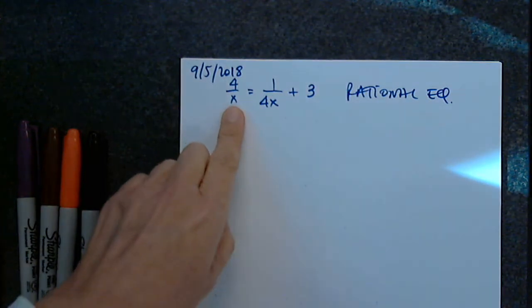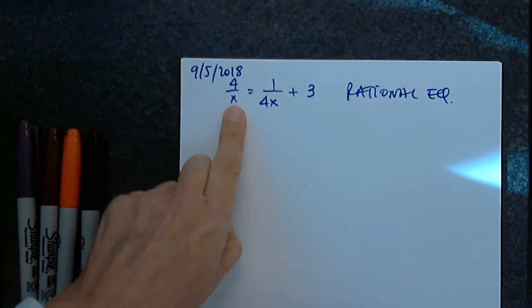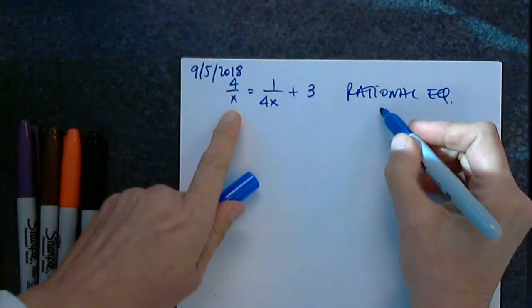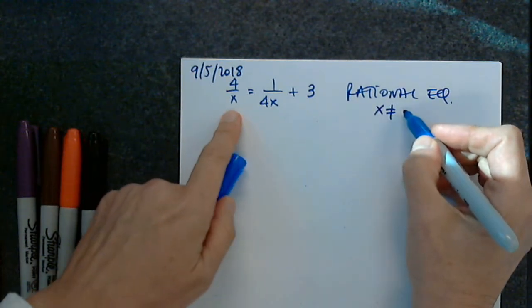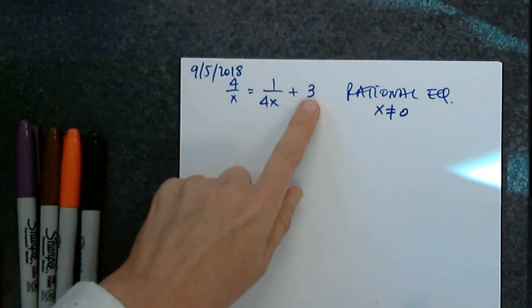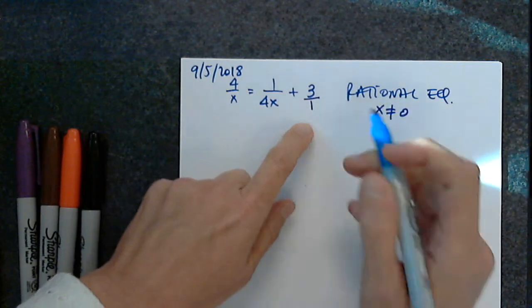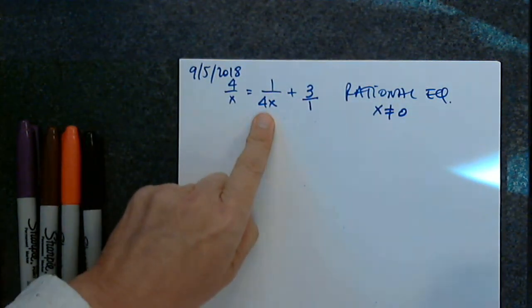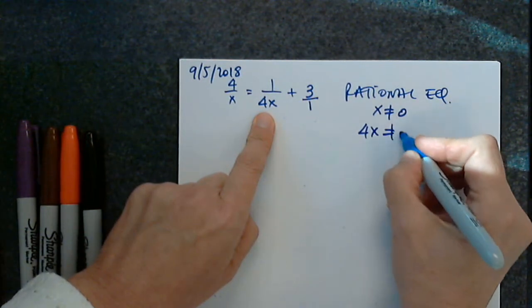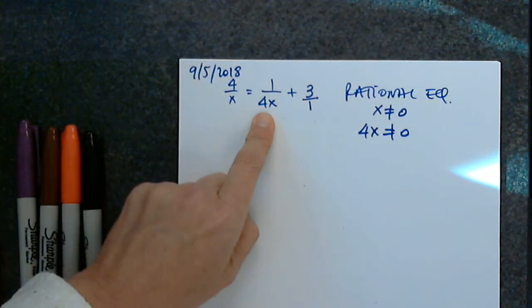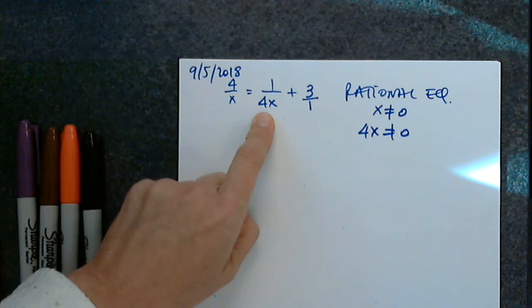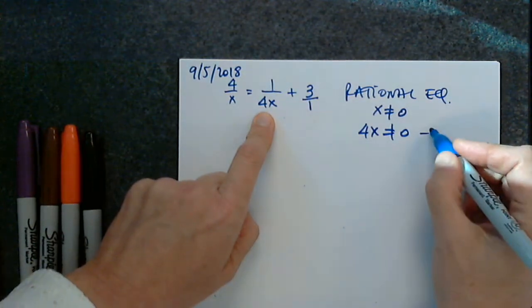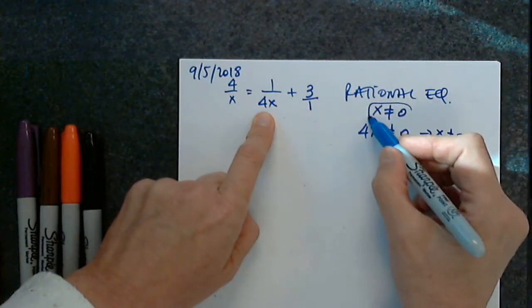So here I have one denominator. So from here, what will I say? X cannot equal 0. There is no denominator here. If you want, there is, but it's silent. And now I have 4 times x. And when I write 4 times x not equal 0, and I divide both sides by 4, I get x not equal 0. So this is the only restriction.